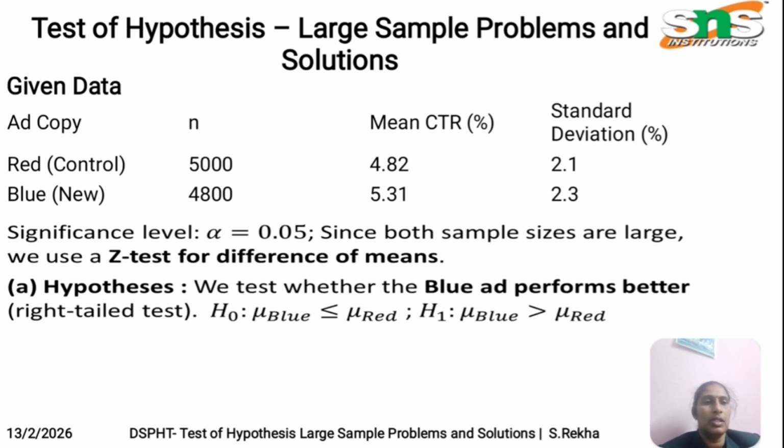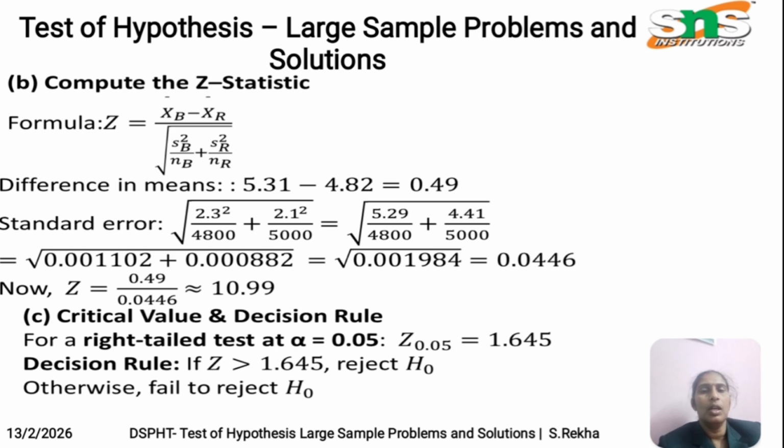Here the alpha is at the 5% level, and we have to test the null hypothesis as well as the alternate hypothesis. The null hypothesis is H naught: mu equal to mu naught, whereas the alternate hypothesis is mu not equal to mu naught. If there are two means, we have to compare x1 minus x2, which here we write as blue minus red, divided by the root of s_b square by n_b plus s_r square by n_r. So this is nothing but a two sample mean that we are going to consider.